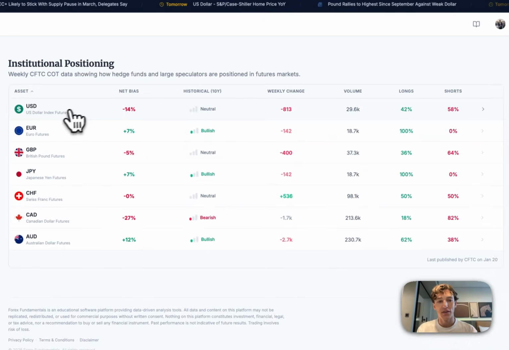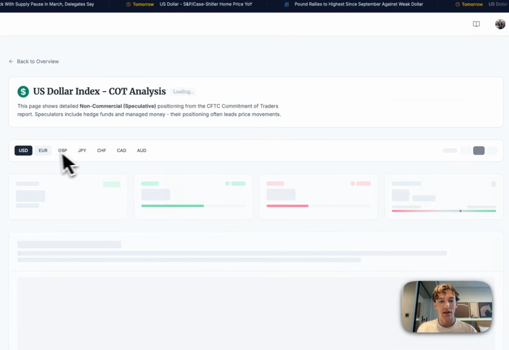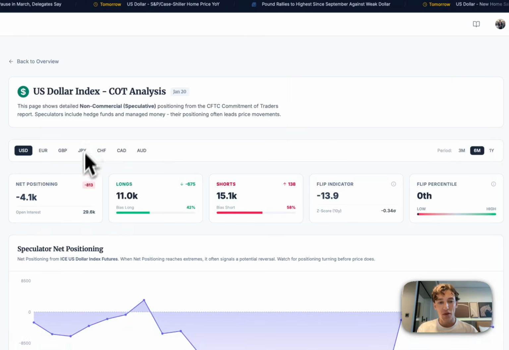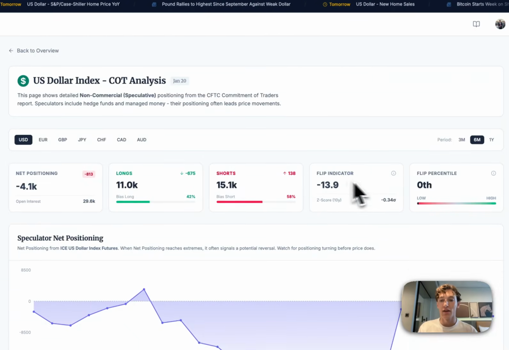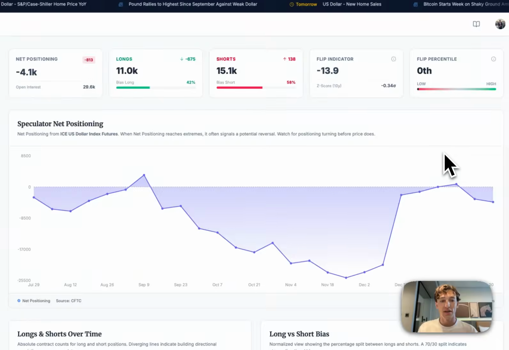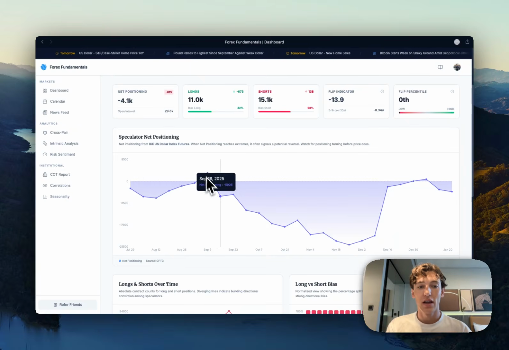So let's look at the dollar. If we look at the dollar, you can see we have the net positioning, the net long positions, the net short positions, the flip indicator, and the flip percentile. And you can see how the net positioning is changing over time.